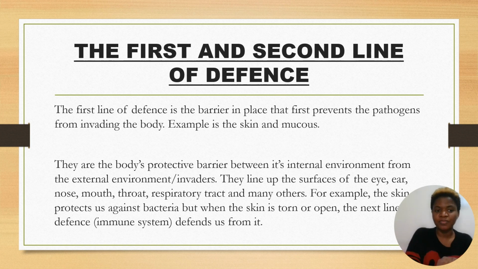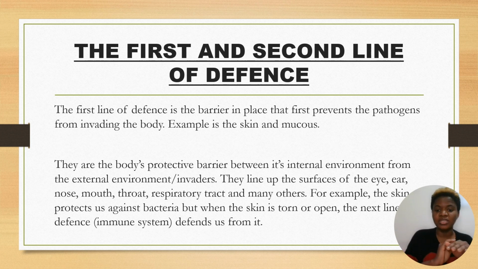It does this by things we call the first and second line of defense, and the third line of defense. So we have three types of defense. Here we're looking at the first line of defense. What is the first line of defense? It is the first way that our body is able to prevent the infection from invading our body. The typical example is our skin.